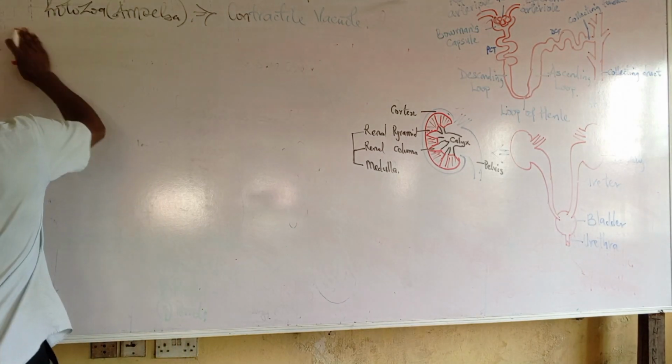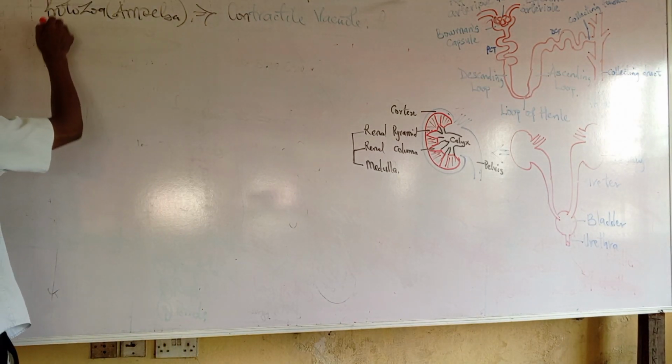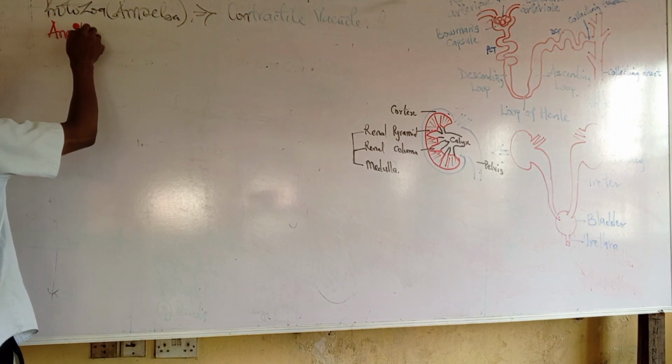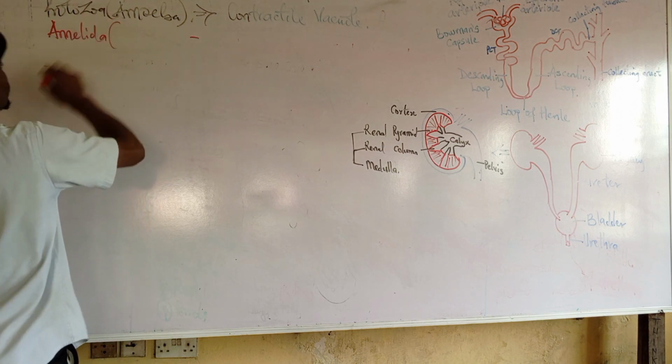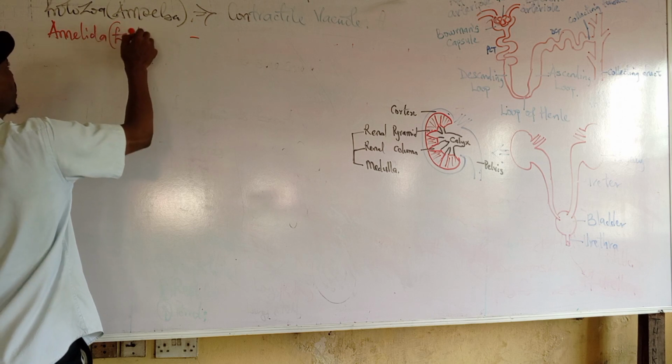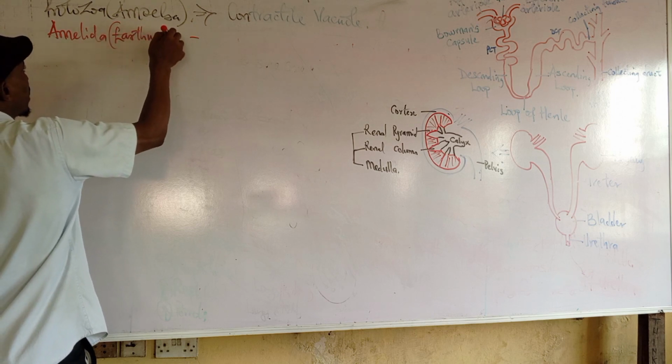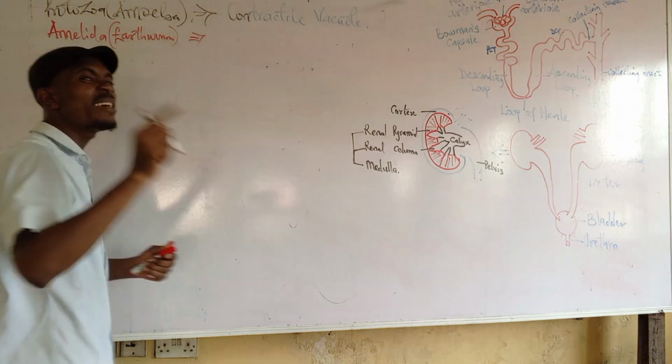Okay? Another organism there is the annelid or the annelida. A good example is the earthworm. Okay? The earthworm is an annelid which uses the nephridia.